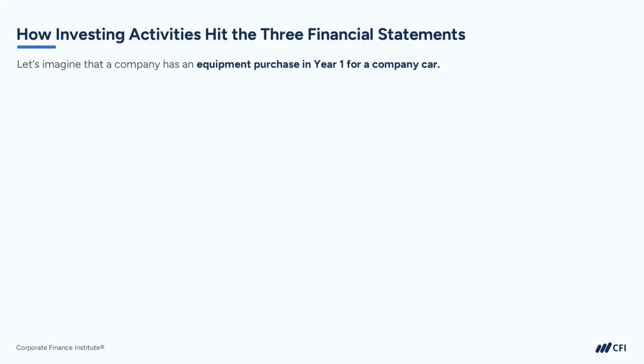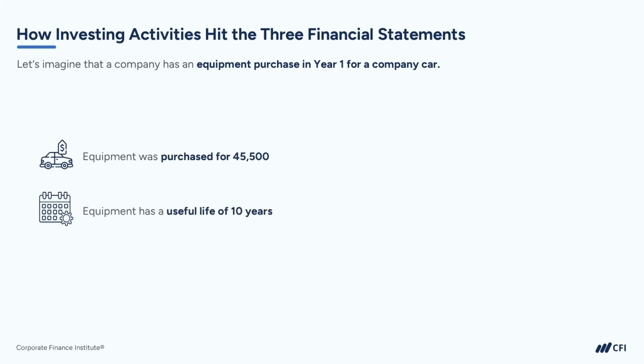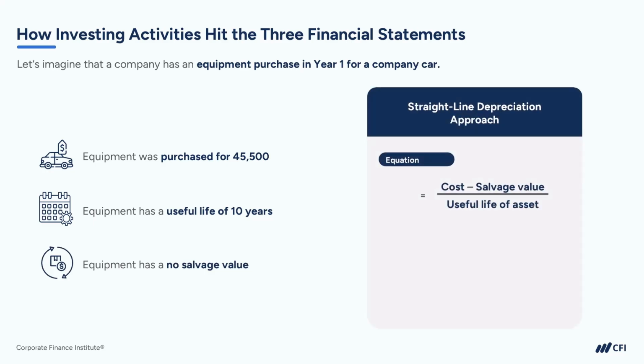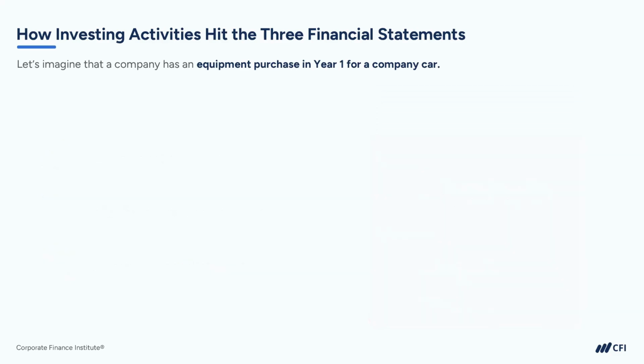We know the car was purchased for $45,500. We're going to assume a useful life of 10 years, and we're going to say at the end of 10 years that the car will have no salvage value. So, using our straight line depreciation approach, we can calculate that the depreciation on this asset, the car, will be $4,550 a year. Let's see how all of this impacts each of the financial statements.